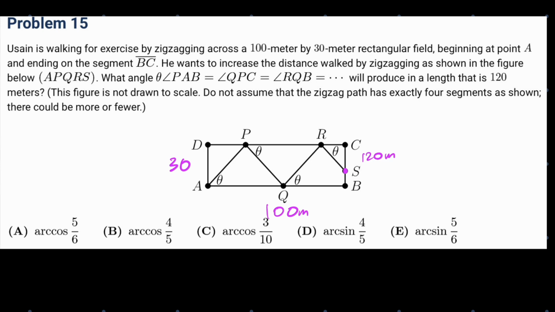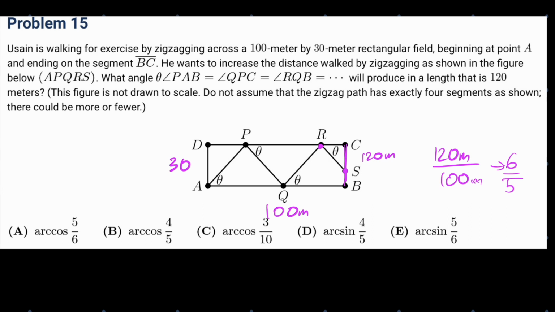Let's say he stops at BC. The ratio: he's traveled 120 meters, and if he were to go just horizontally, he would have gone 100. So he's traveled 6/5 the distance. Now, this actually holds for wherever we stop him, as long as the 2 points line up vertically.